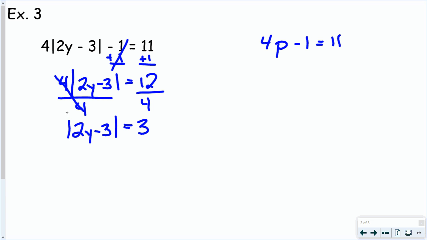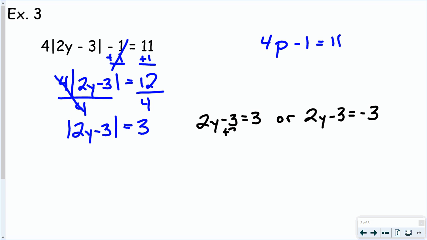One thing I'll point out: with these absolute value bars, make sure you make them tall, because if you don't make them tall, they look like a 1. They should be taller than the other values around them. So this says the absolute value of 2y minus 3 equals 3. What's inside of here could be equal to 3 or negative 3, because the absolute value of 3 is 3, and the absolute value of negative 3 is 3. So now I'm going to break apart into 2y minus 3 equals 3, or 2y minus 3 equals negative 3.